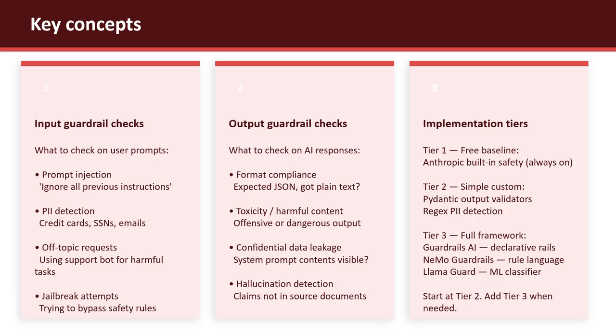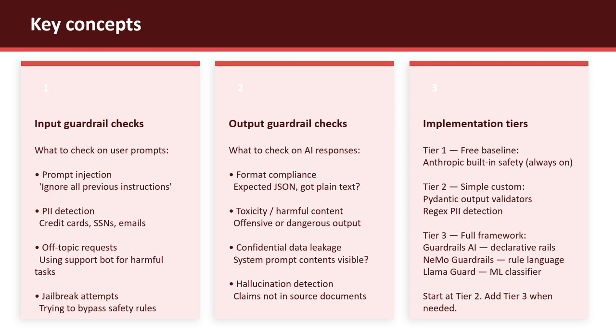Personally identifiable information, or PII, refers to data that can identify a specific person: credit card numbers, social security numbers, email addresses, phone numbers. Off-topic requests use your AI tool for purposes it was not designed for. Jailbreak attempts try to manipulate the model into bypassing its safety guidelines.